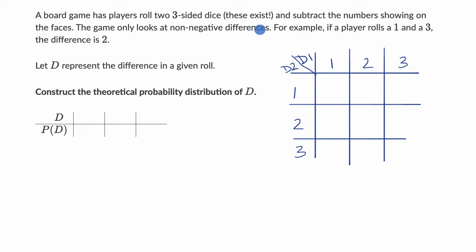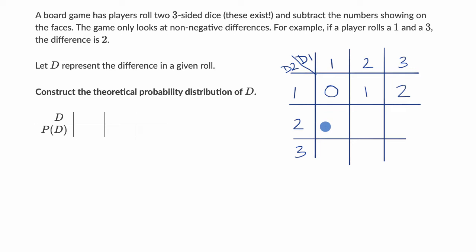And what we want to do is look at the difference, but the non-negative difference. So we'll always subtract the lower die from the higher die. So what's the difference here? Well, this is going to be 0 if I roll a 1 and a 1. Now, what if I roll a 2 and a 1? Well, here the difference is going to be 2 minus 1, which is 1. Here the difference is 3 minus 1, which is 2.